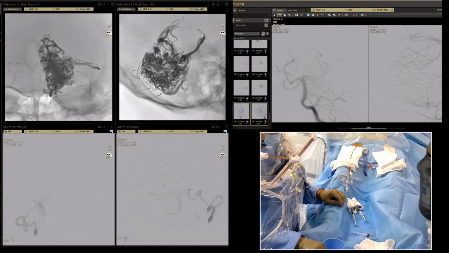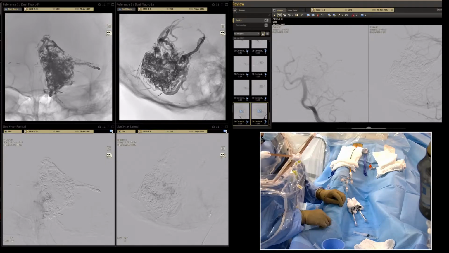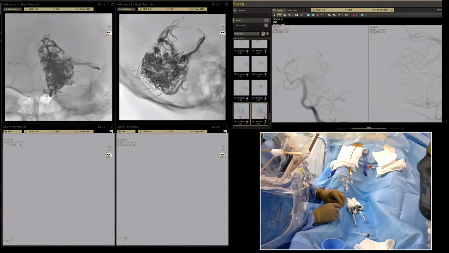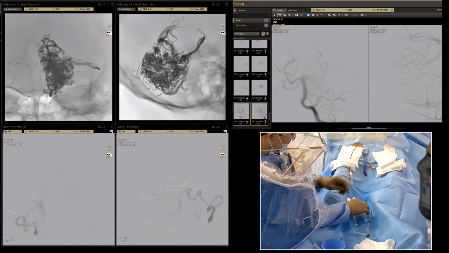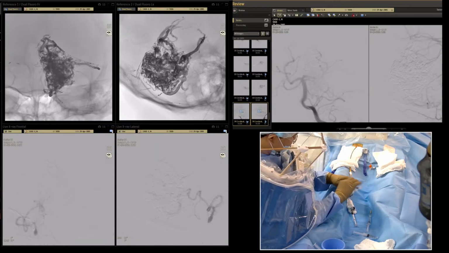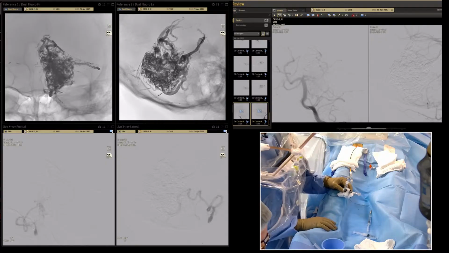There's enough AVM, no? Okay, I think it's an okay position. Yeah, Ronald?